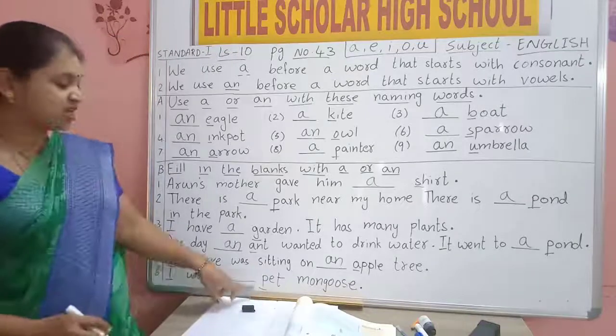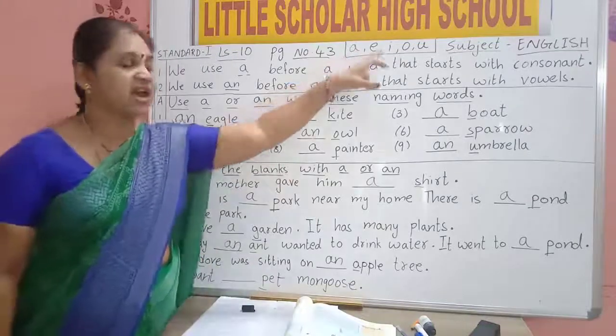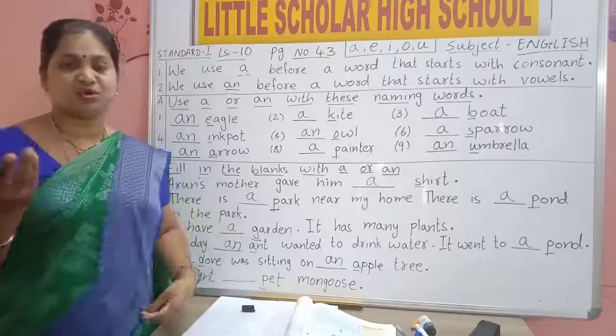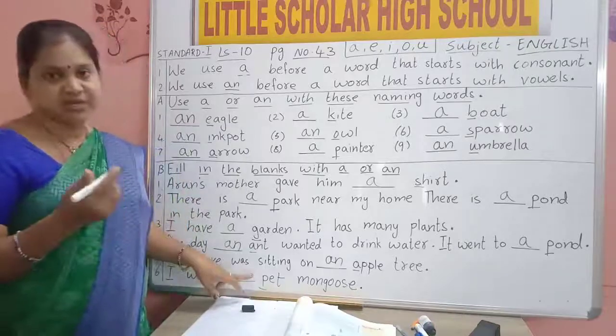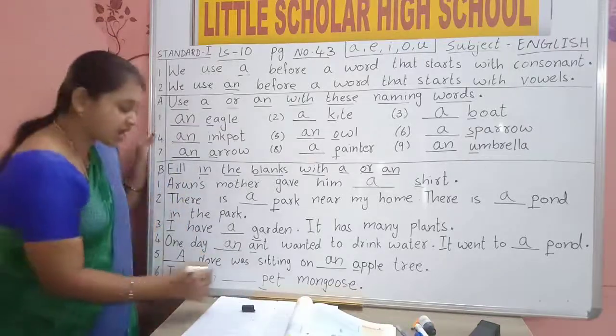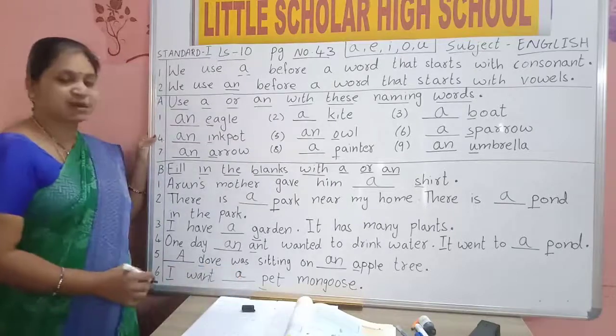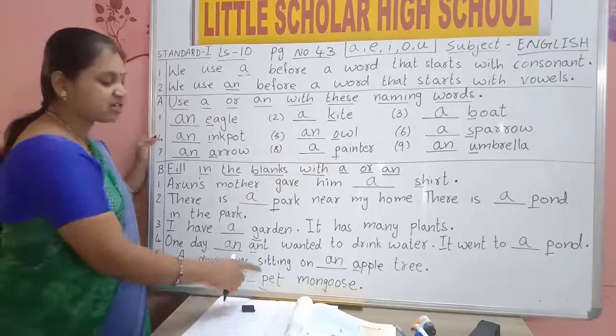Now, see in the vowels, you have A, E, I, O, U. Is P there? No, P is not there. That means it is a? Yes, consonant. So, what should you add? A. A pet mongoose. I want a pet mongoose.